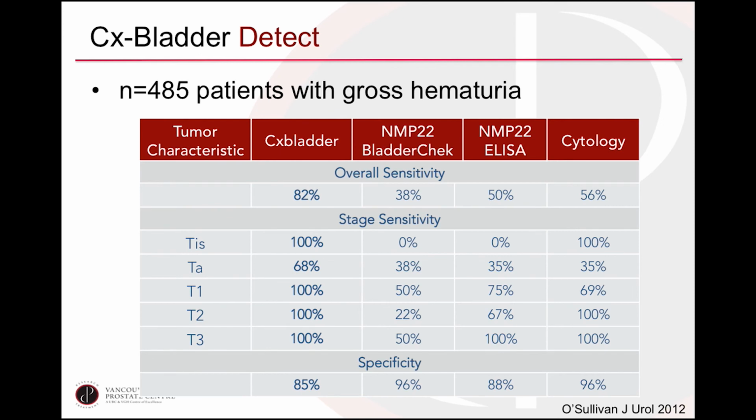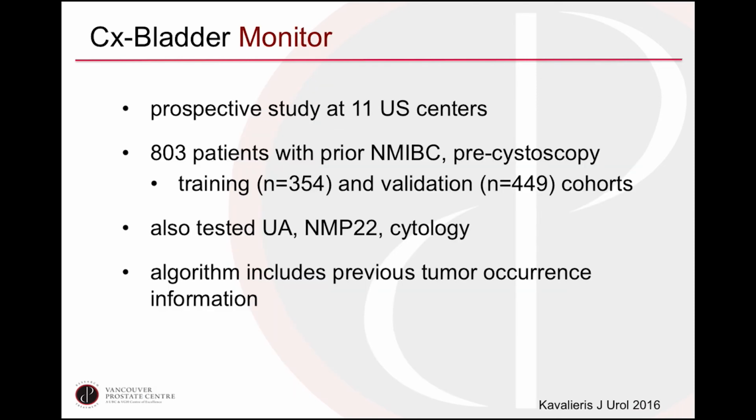For their Cx-Bladder Detect, they had 485 patients at multiple centers, 11 centers in Australia, patients with gross hematuria. And this, again, is just based on the score of the mRNA. There are no clinical factors incorporated into this one. And you see that it performs reasonably well with a sensitivity of 82% and a specificity of 85%, and it compares well with other markers. So again, this is something that needs further validation.